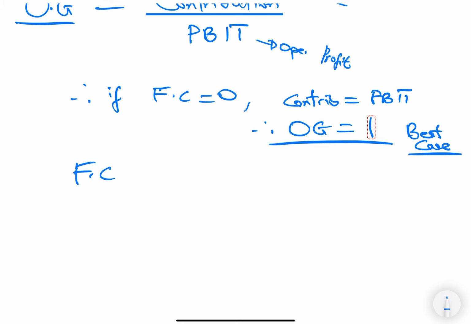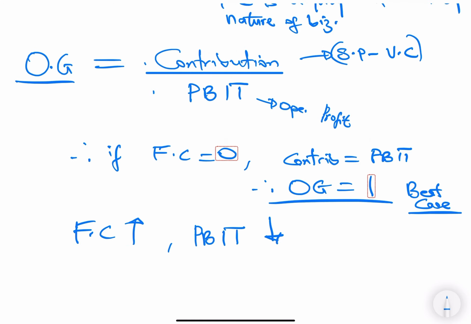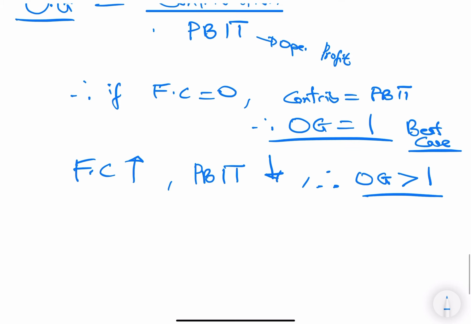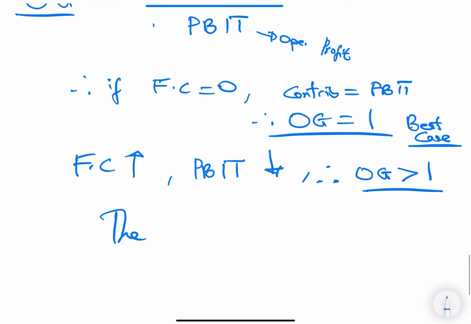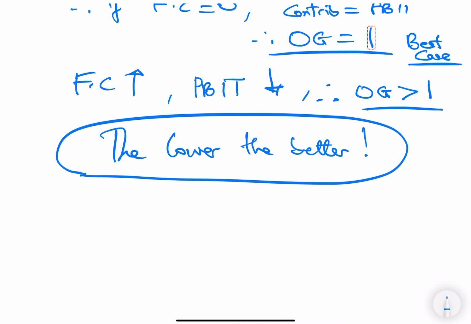However, by the time the fixed cost starts to increase, what happens to profit before interest and tax? Profit before interest and tax will start to come down. And if it's coming down, it means that contribution will be greater than profit before interest and tax. And what happens to our OG? Our OG will start to increase greater than 1, because the numerator is now bigger than the denominator. And that is why the lower the better for operating gearing. We don't want it to be high, because high means fixed cost is high. And we want to minimize our fixed cost as much as possible, because fixed cost makes our profit very volatile.